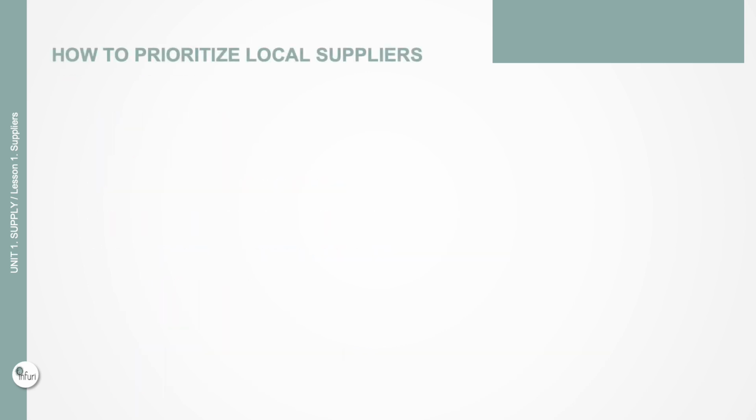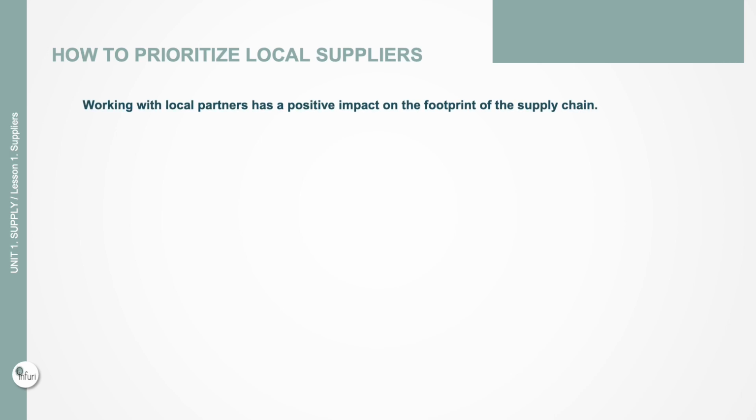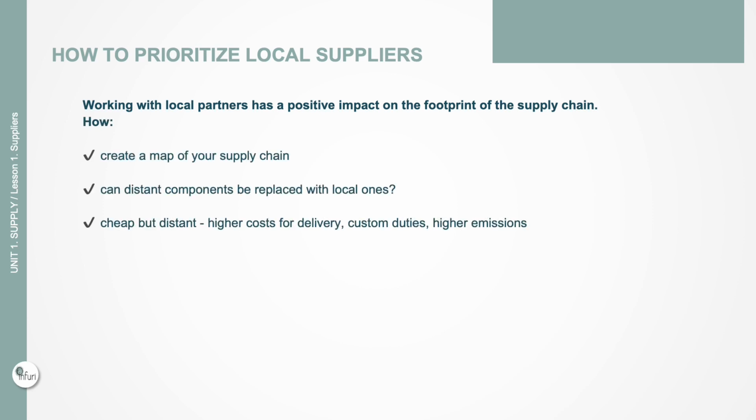How to prioritize local and lower environmental footprint suppliers. Working with local partners generally has a positive impact on the footprint of your supply chain. To visualize where suppliers are located and what parts they provide, create a map of your supply chain. In the global economy, suppliers are often distant. Investigate if distant suppliers can be replaced with more local ones.